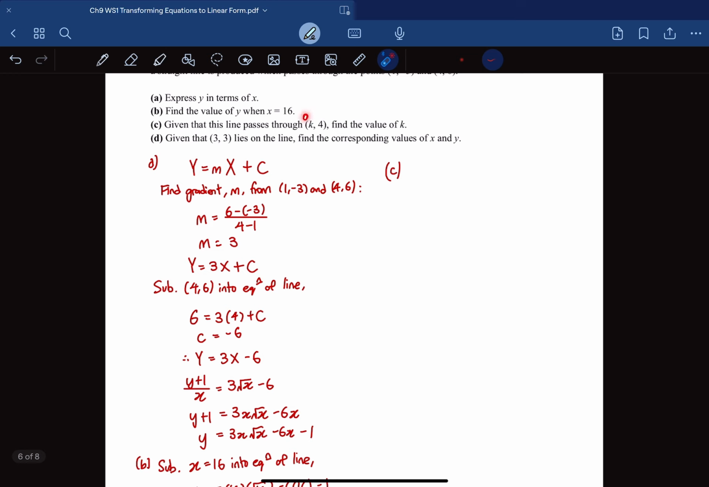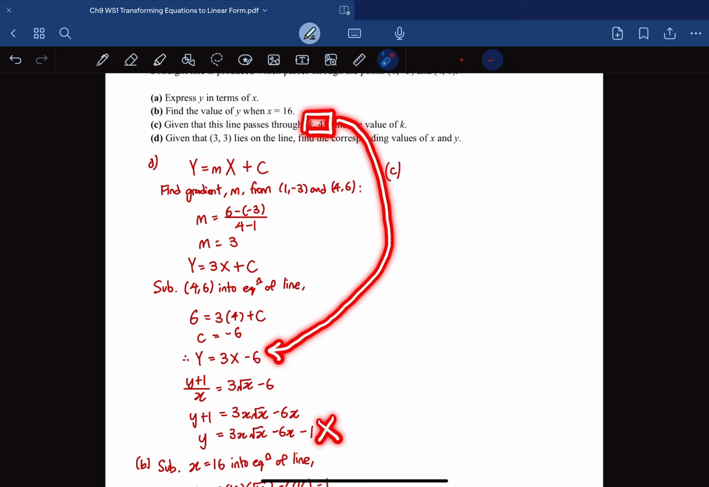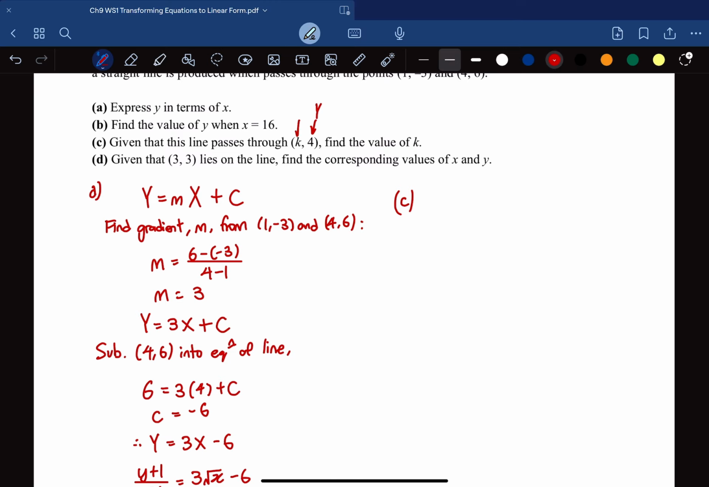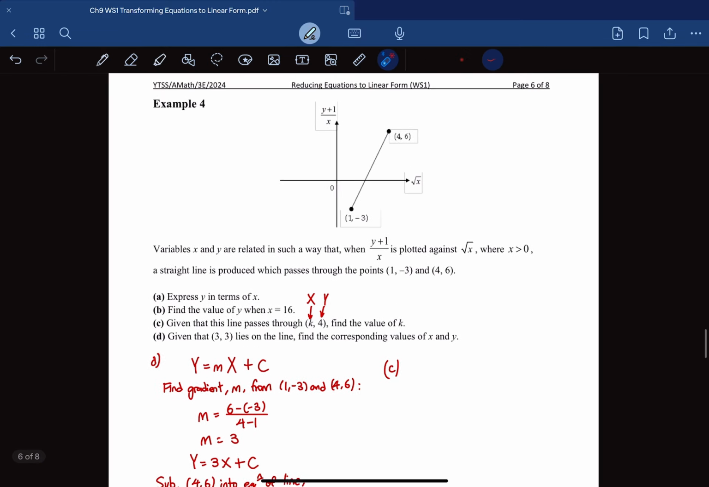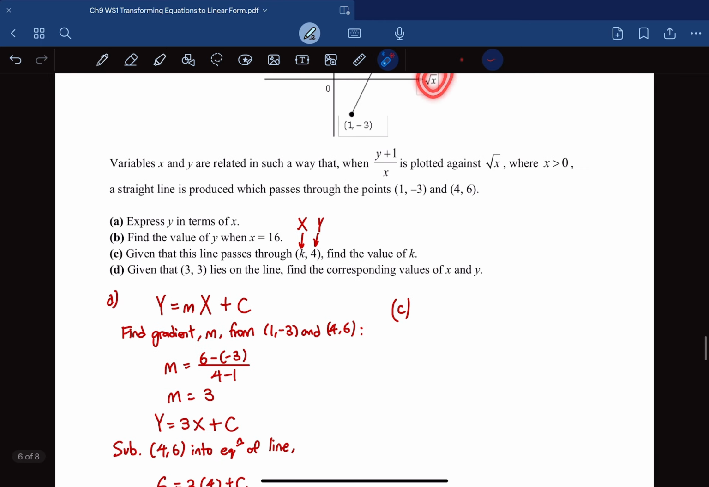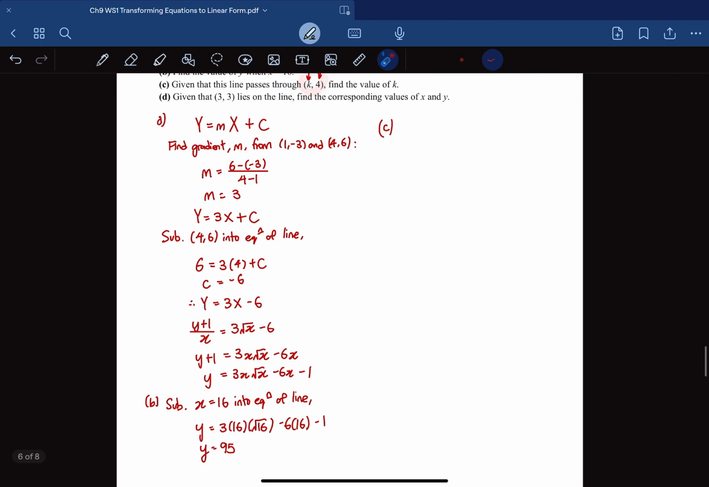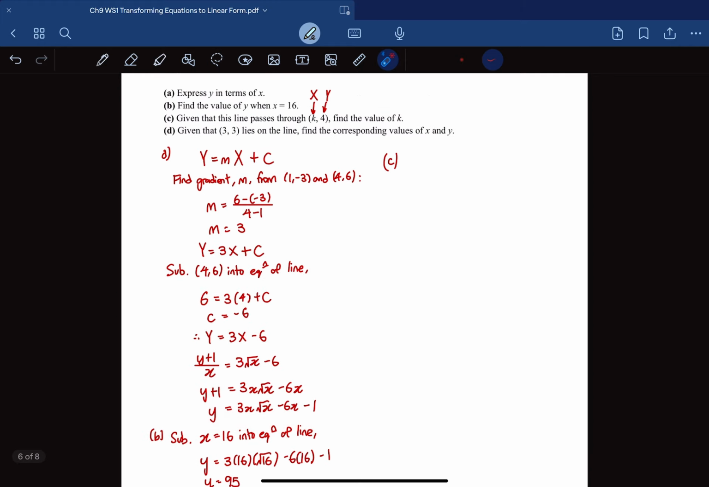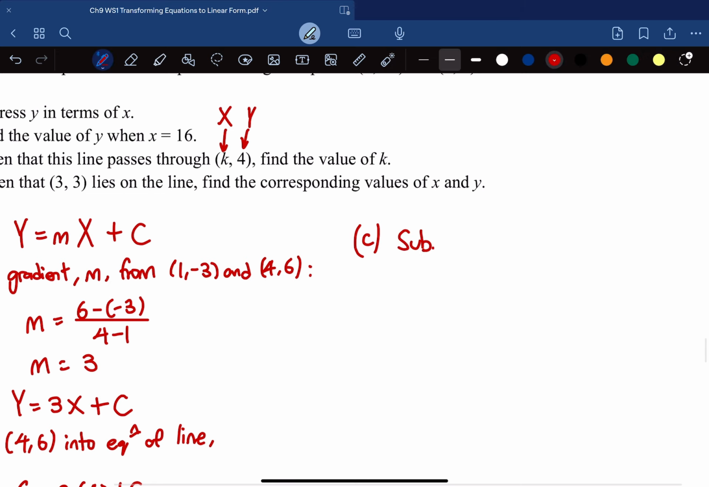But this line here passes through this point, it is based on the graph drawn on this equation here. Not this one, but this equation. So when I sub my x and y, my capital Y is 4. So let me label. This is capital Y, this is capital X. And this capital Y and capital X is represented by these two forms. So do not sub this back into this equation here, the small y and small x. Different labeling.